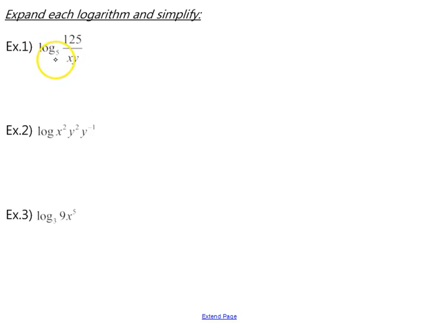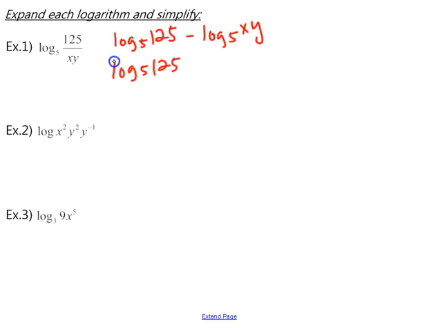We have log base 5 of 125 divided by x times y. So we have two things going on, division and multiplication. Let's take care of the division first. We have log base 5 of 125 minus log base 5 of x times y. Next, we'll be able to separate the x times y to make this log base 5 of 125 minus log base 5 of x plus log base 5 of y.